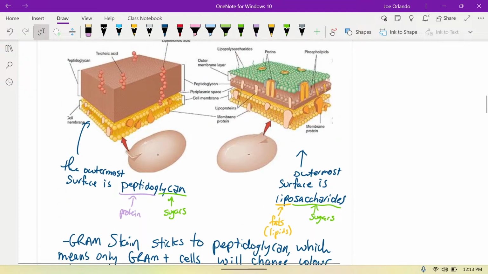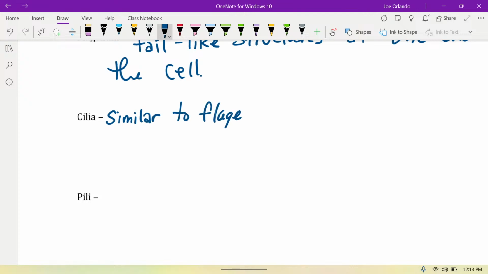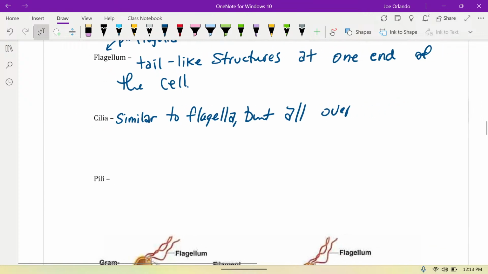We didn't mention cilia. Cilia are similar to flagella, but all over the surface of the cell and much shorter.